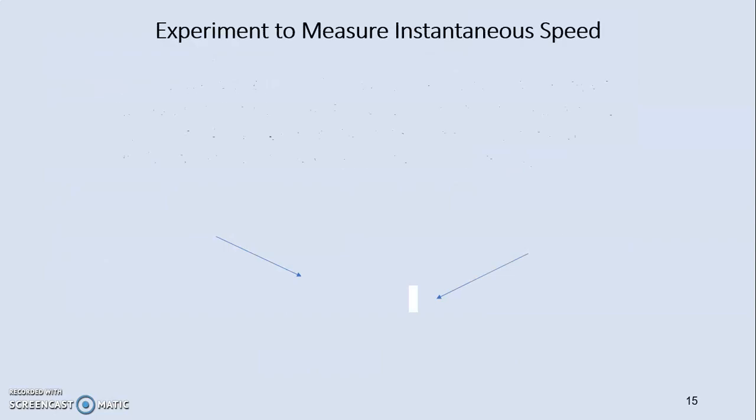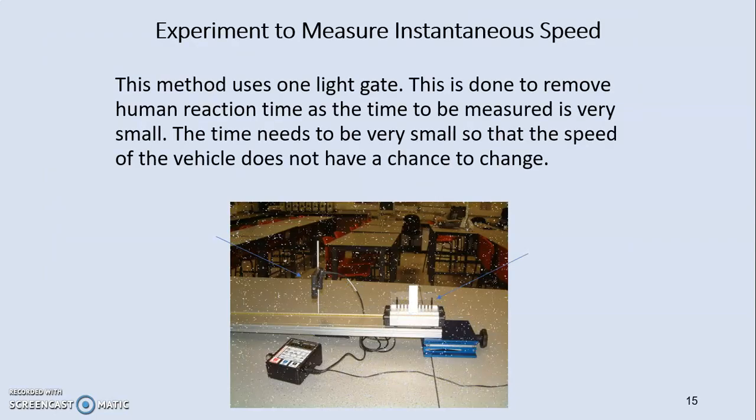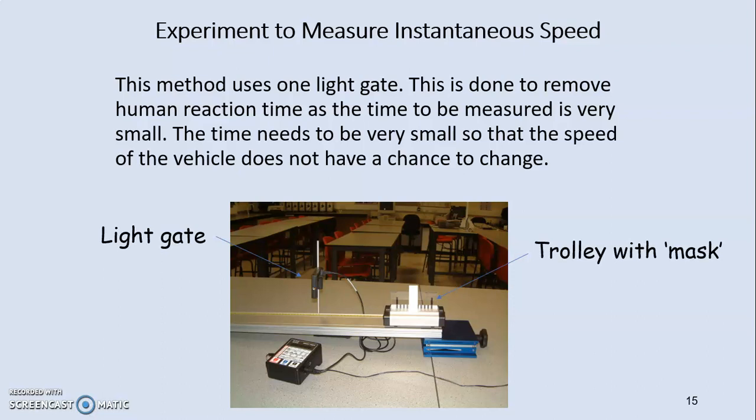Okay, if we want to measure instantaneous speed, we only use one light gate. We really have to use a light gate to measure instantaneous speed because we're trying to measure the speed over a very short time interval. So in this particular situation, when the mask passes through the light gate, the front edge as it passes through will start the timer, and then when the mask is completely passed through and the beam is complete, the timer will stop. This gives us the time it takes for the mask to pass through the light beam.